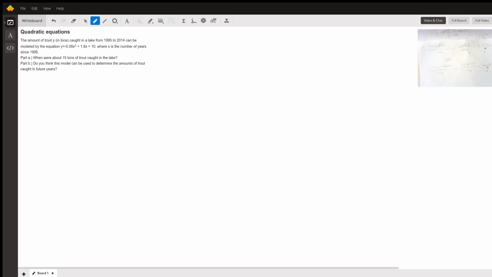And so what this is saying, since it's a quadratic and it opens down, is there are two places where our y value equals 15. Because that's what we originally plugged in at the beginning of this. Can you believe it? It occurs when x is 3.8, and it occurs when x is 16.12. And so actually, there's two different times where 15 tons of trout were caught from the lake.